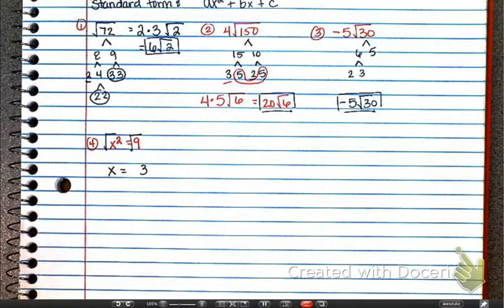What if I told you there was a second answer? Do you believe me? Say it out loud. The answer is negative 3. Because what is negative 3 squared? Positive 9. So, we're going to write our answer as plus minus 3. That means I have a positive 3 answer and I have a negative 3 answer.